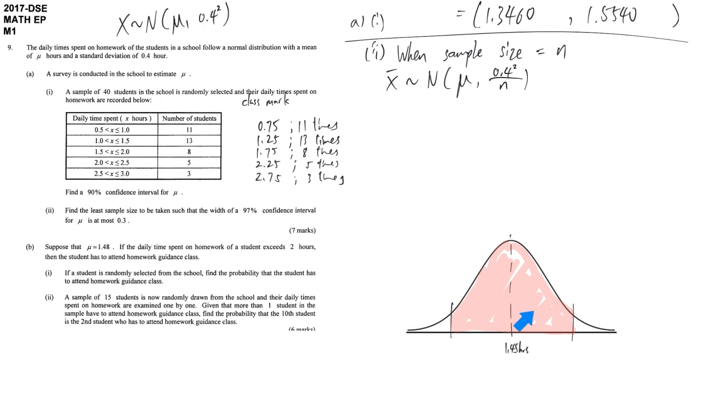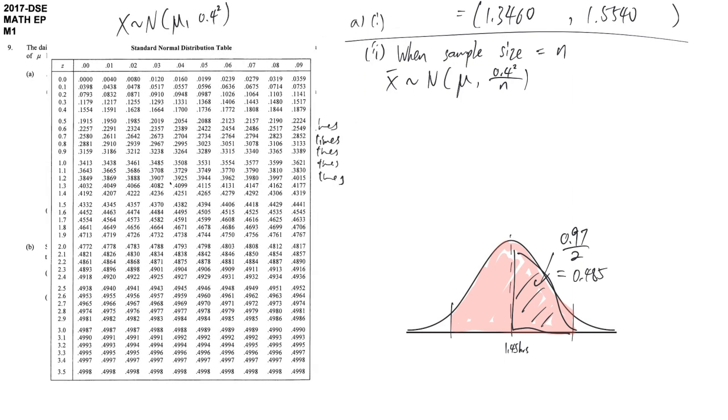After that, we need the corresponding standard score for 97%. We use the same logic. The red area should cover 97%, which means that half of it should cover 0.97 divided by 2. That means 0.485 area. We are going to search this area in our table once again. 0.485 is this point. That means the corresponding standard score is 2.17. So the upper limit for the confidence interval should be the mean plus 2.17 times the standard deviation of the sample mean.